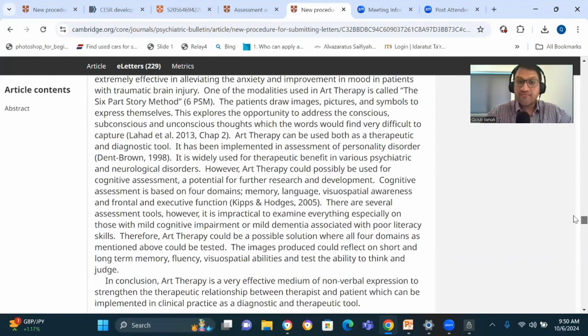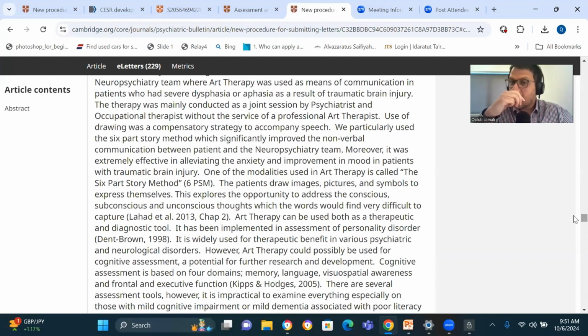So when I submitted this initially, I only mentioned the potential use of art therapy in communicating with patients. In the first attempt, it got refused, and the feedback I got is that I need to also demonstrate how this was effective in my clinical practice, and it was. So I included that bit as well, and then it eventually got accepted and it was published.